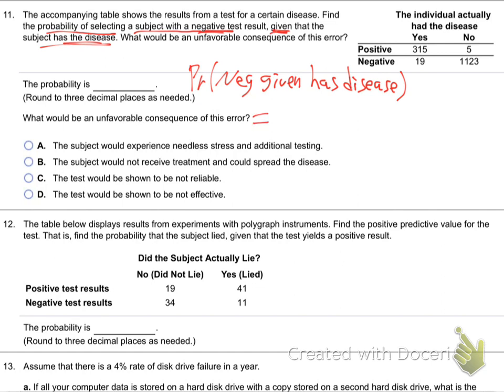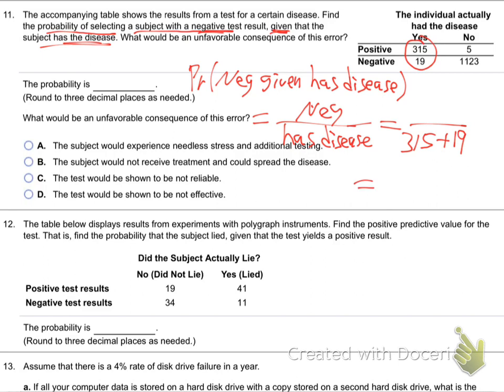So what are we given? We're talking about people that have the disease. The top is people that test negative. So how many people have the disease? 315 plus 19. What would that be? 334. And out of that group, how many tested negative? 19. So there we go.